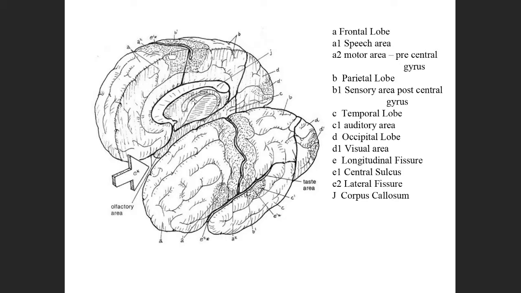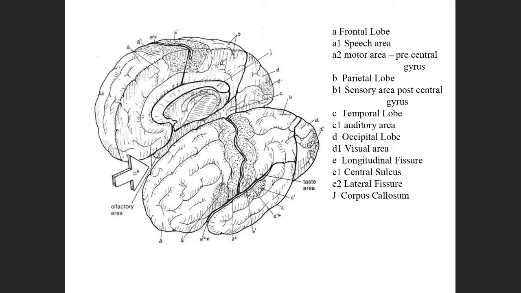And right here is the motor control area of the frontal lobe. That's going to send messages down into your muscles to make you move the way you want to. When you decide to move your legs or move your arms or whatever it is, that sends the right messages down to those.